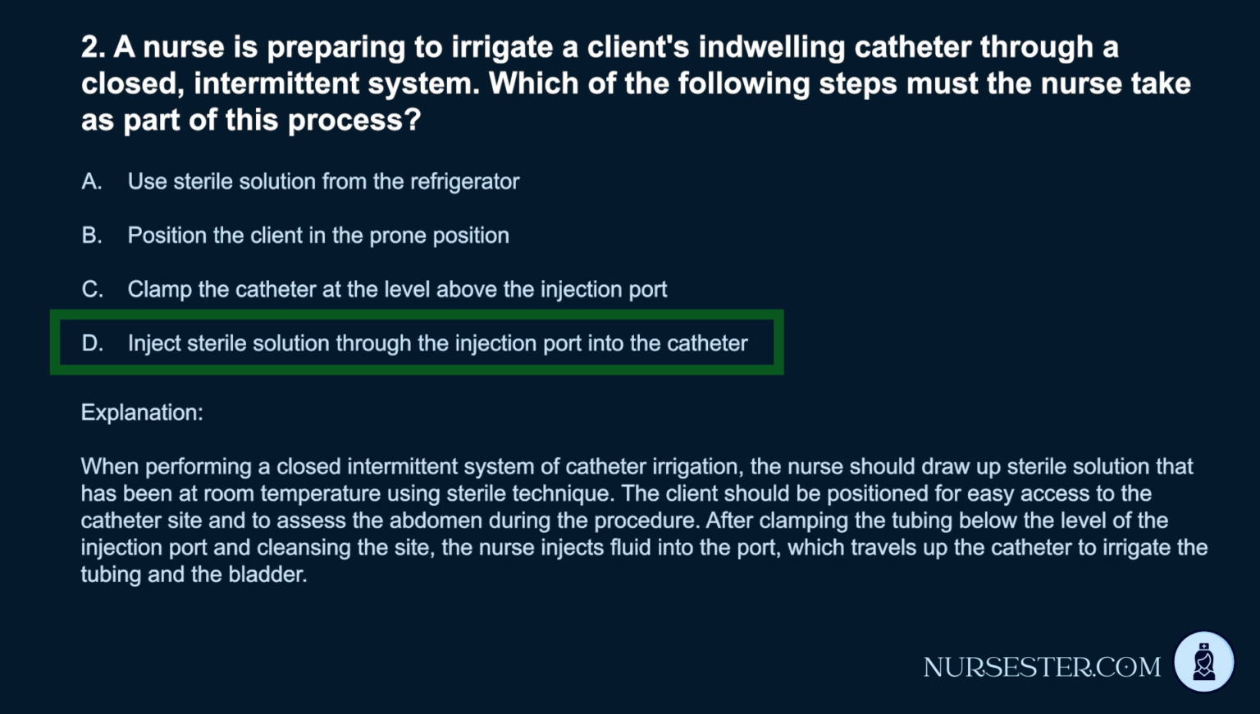When performing a closed intermittent system of catheter irrigation, the nurse should draw up sterile solution that has been at room temperature using sterile technique. The client should be positioned for easy access to the catheter site and to assess the abdomen during the procedure. After clamping the tubing below the level of the injection port and cleansing the site, the nurse injects fluid into the port, which travels up the catheter to irrigate the tubing and the bladder.